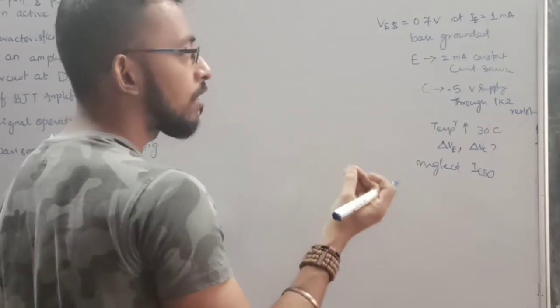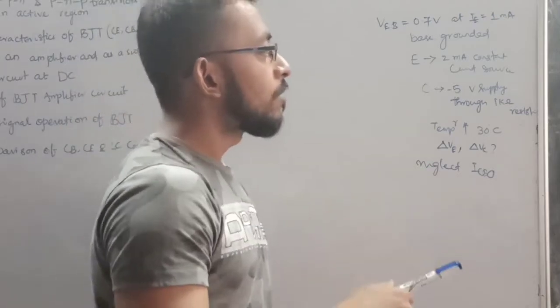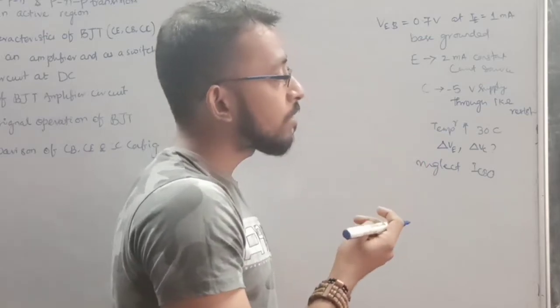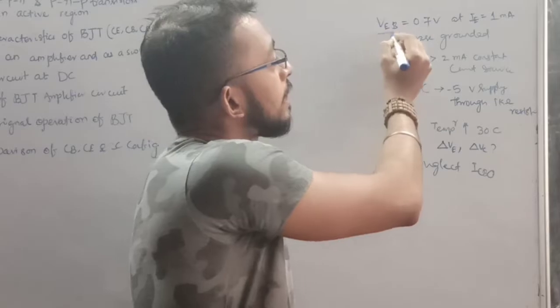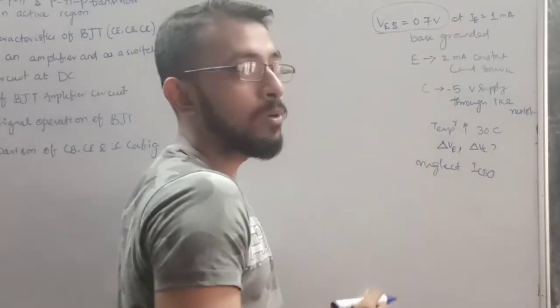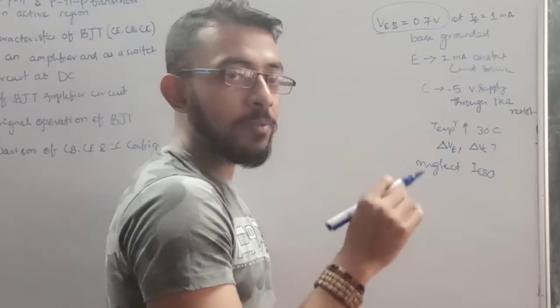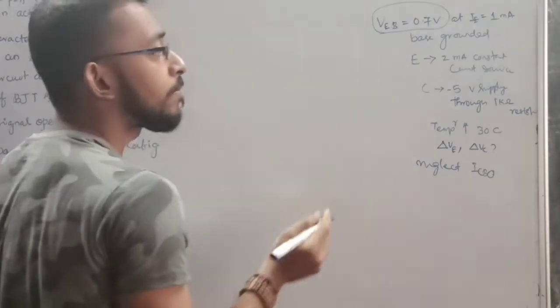So let's draw the diagram for the BJT. Now tell me whether this is an NPN or PNP transistor. How could you know? You see here my VEB is given as 0.7 volt. For NPN it's VBE, for PNP it's VEB. Since it is given as EB, it means it is a PNP transistor.